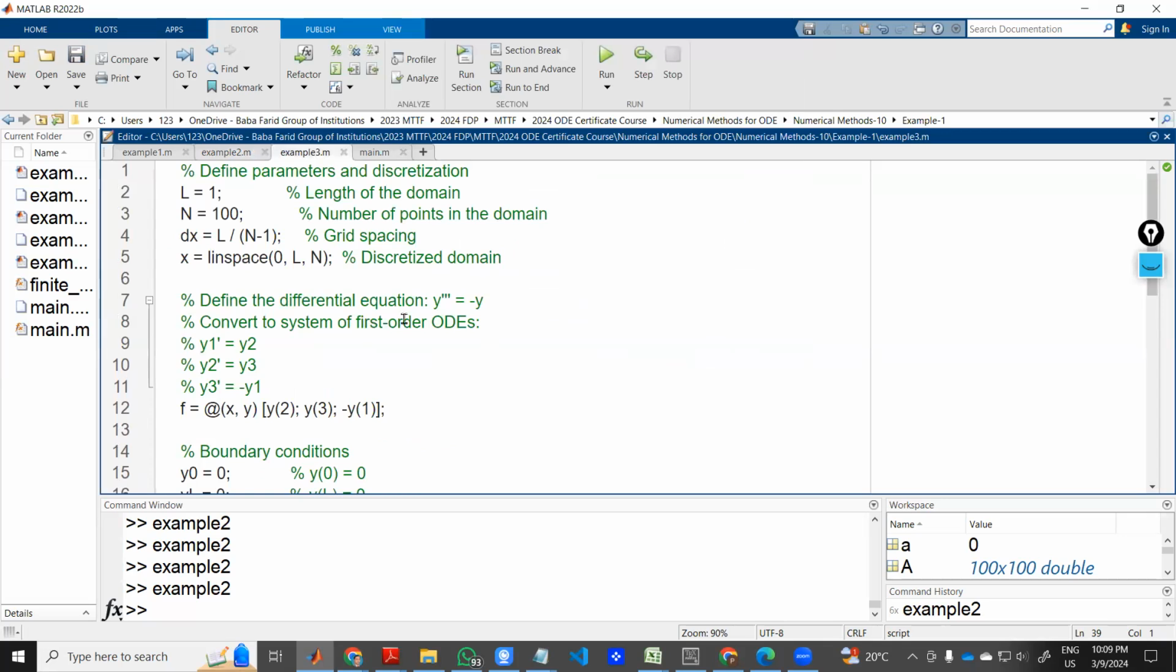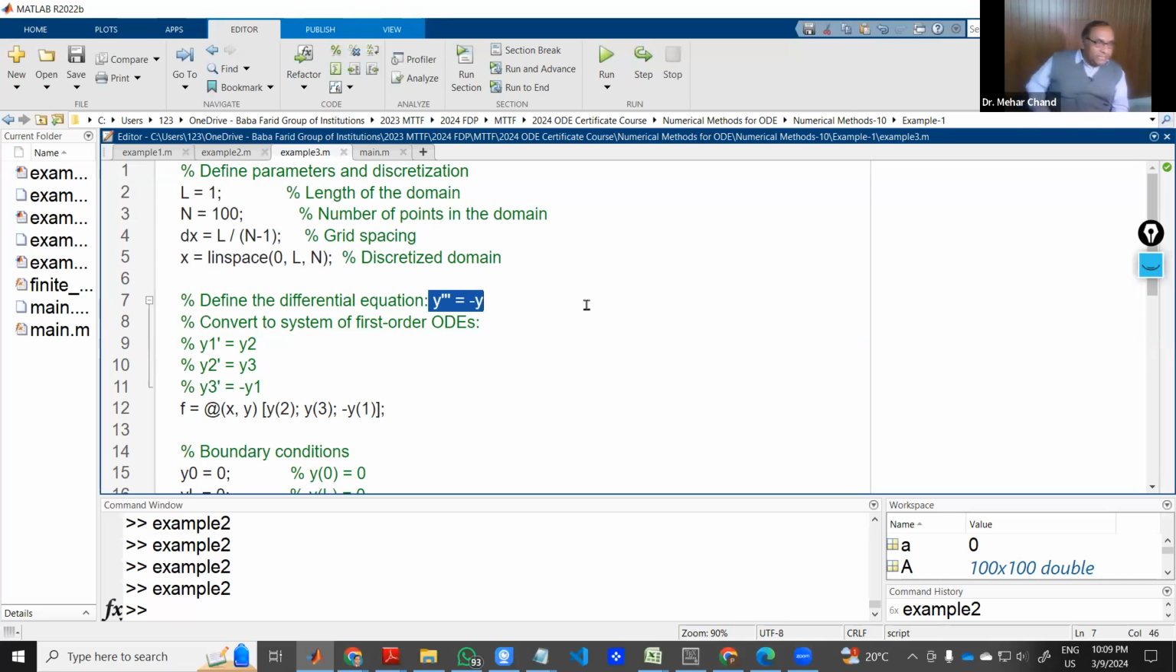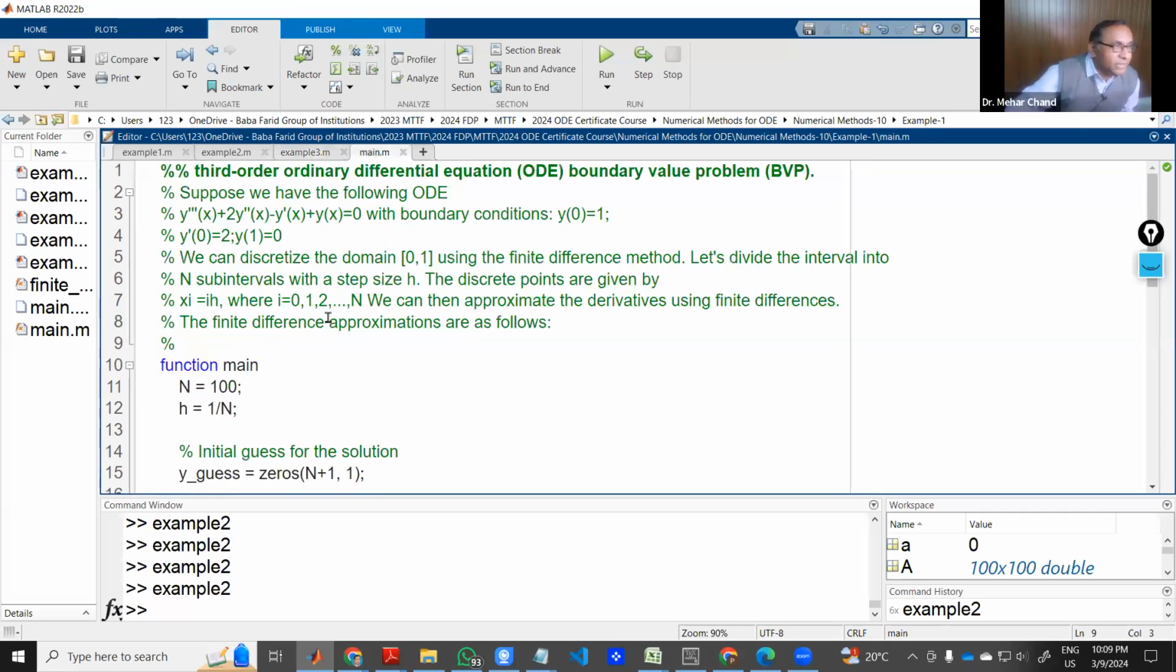So here is one more example. The statement is y triple dash is equal to minus y. This is third order, and you can use this approach to find the solution. Here we have one more example for third order. This is the same way as we do in the first example and second example.